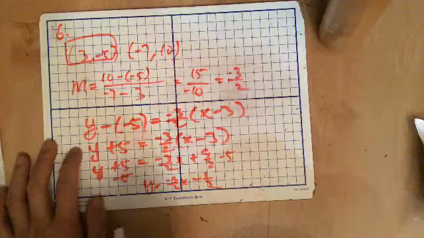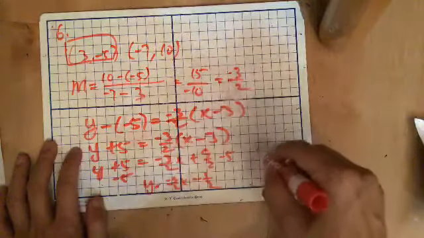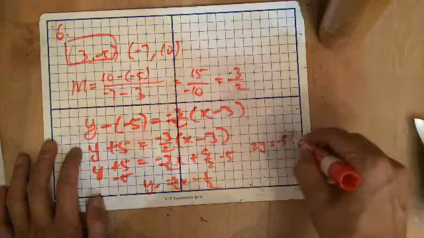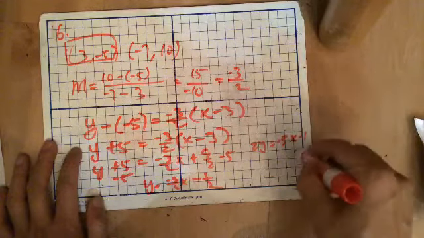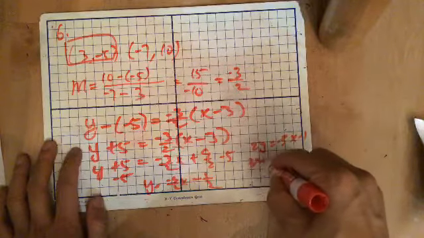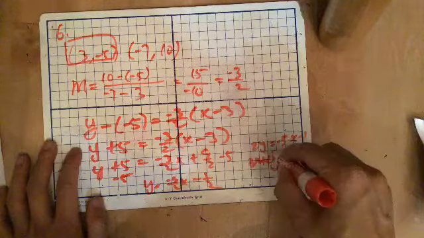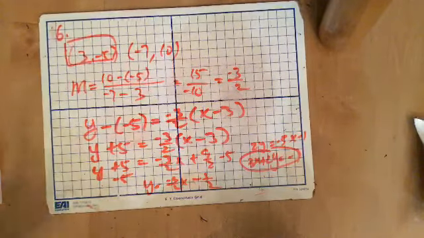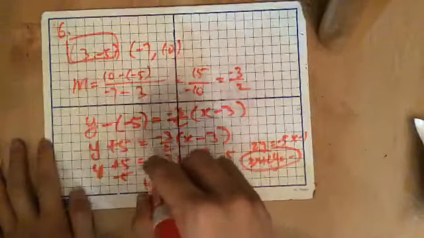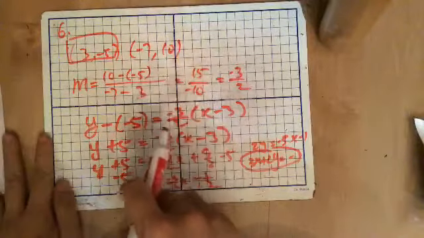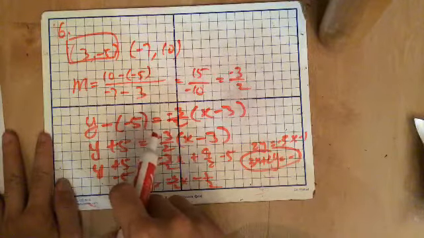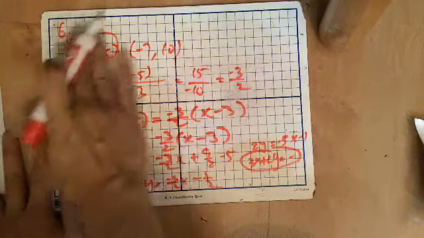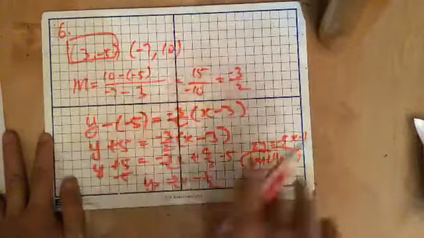Now how do I get standard form? I just multiply everything by 2, so it's going to be 2y is equal to negative 3x minus 1. So I'm going to move this to the other side: 3x plus 2y is equal to negative 1. So this is number 6. I'm going to let you do number 7. You can check your answer online. I'm going to do questions 8 and 9. So hopefully you got this.